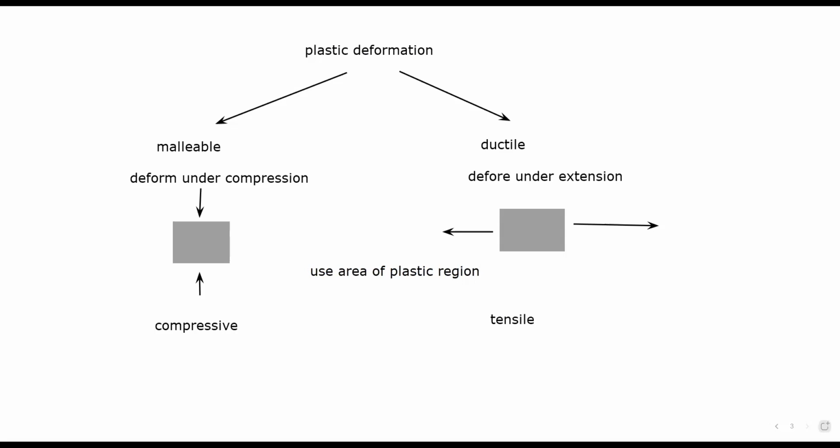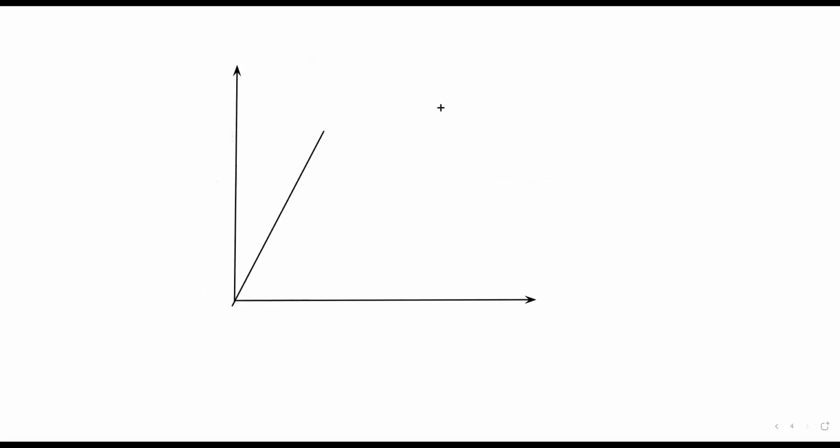Like if I say we have a graph with two materials, stress and strain. This is one. And after this red line is the area of the plastic region for one.